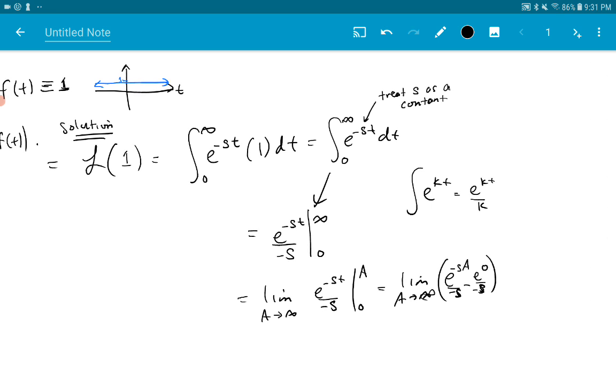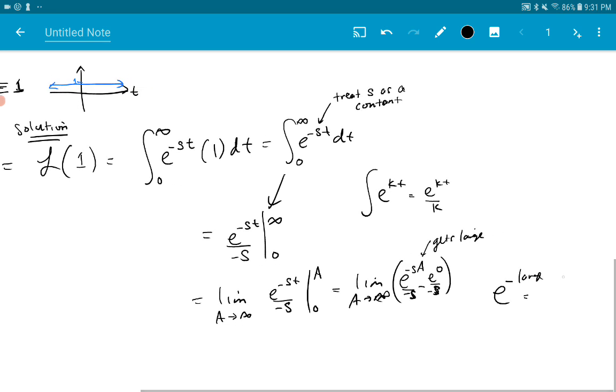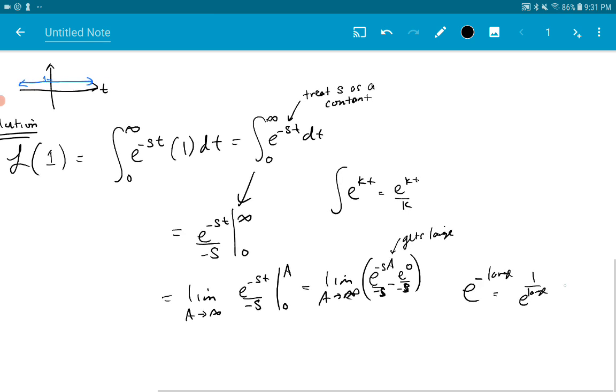Okay, so now let's talk about this. As a goes to infinity, this gets large. So we have e to negative something very large. That's the same as 1 over e to something very large. Well, e to a large power is just a large number. It's 1 over something very large, which means it goes to 0. So this will equal 0 minus e to the 0 over negative s. Of course, e to the 0 is just equal to 1. The two negatives cancel, and we're left with 1 over s.